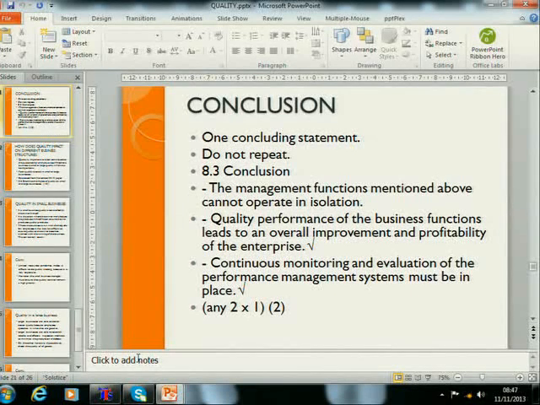Now you'll see that the mark allocation there is 2 multiplied by 1. It means you write any 2 statements and you get 1 mark for each. But this has changed. Remember, I said we are talking about the 2008 question paper here. But this has since changed. You need to write only 1 statement, which will be 2 marks. And it should have enough facts for the marker to allocate you 2 marks.